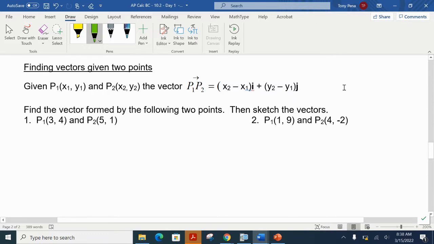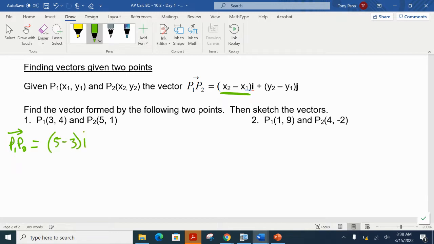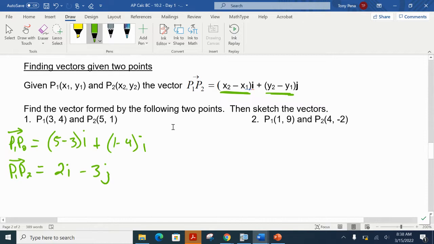So it says find the vector form from the following 2 points. So if I wanted the vector form from point 1 to point 2, I'm just going to do this. So 5 minus 3, that's my new i position, plus subtract your y's, 1 minus 4, that is my new j position. So 2i and negative 3j, and that would be our answer.